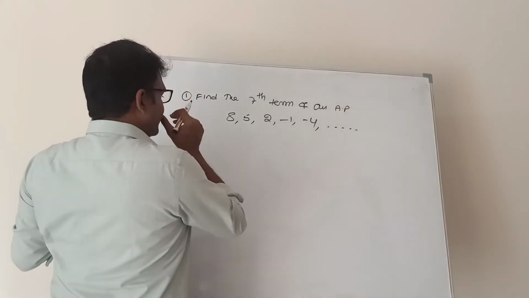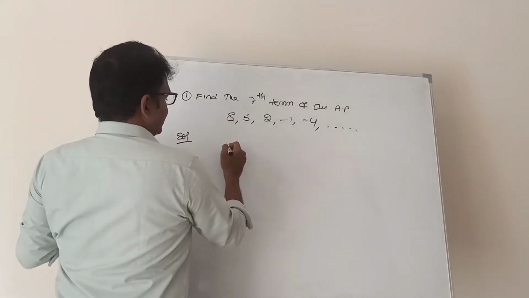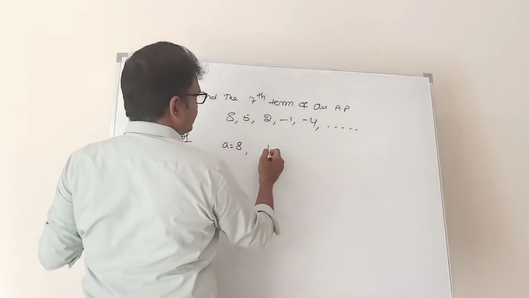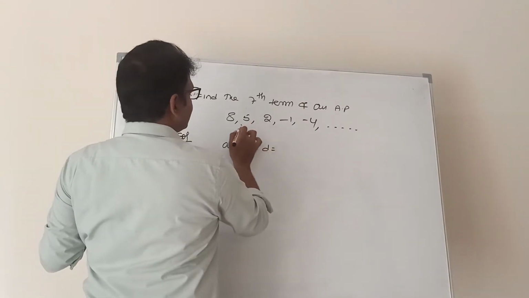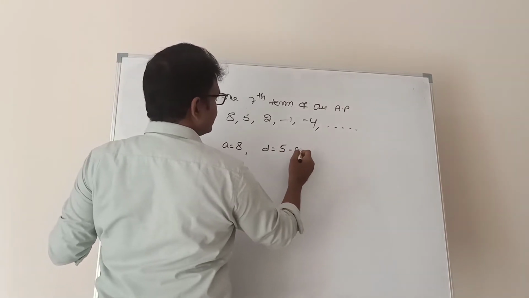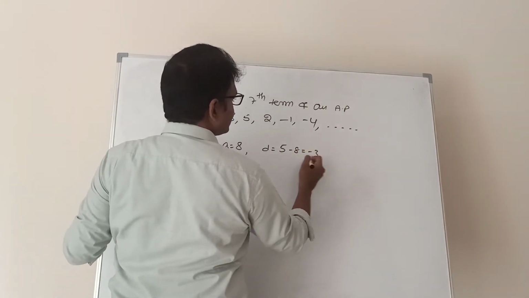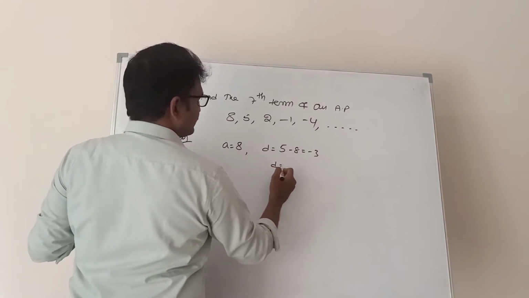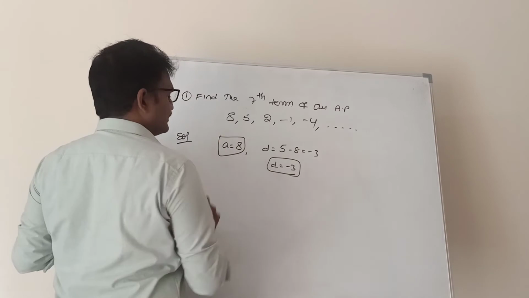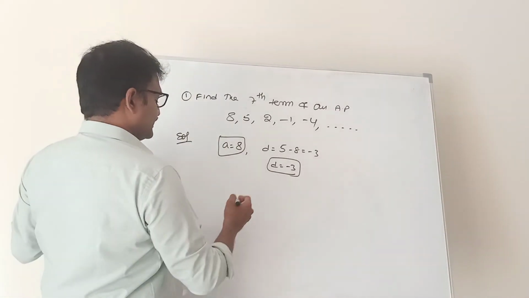Next, the first term is always A. A is equal to 8. D is equal to the second term minus the first term. What is the second term? 5 minus 8, which is minus 3. So D is equal to minus 3. A is equal to 8, D is equal to minus 3.